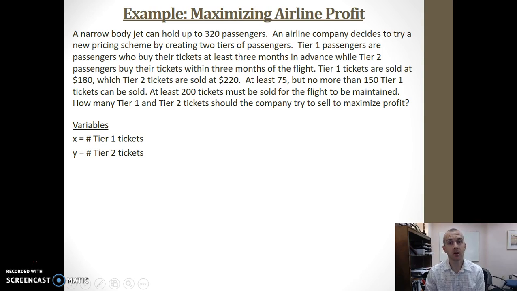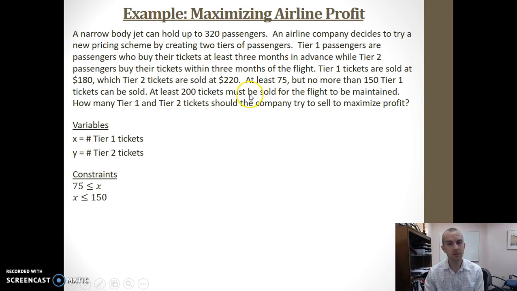The next thing I want to look at are my constraints. So I'm going to start going through what are the constraints I have. I know that my Tier 1 tickets have to be at least 75, so greater than 75 tickets, but less than or equal to 150 tickets. So there's my first thing. Here's my two constraints.